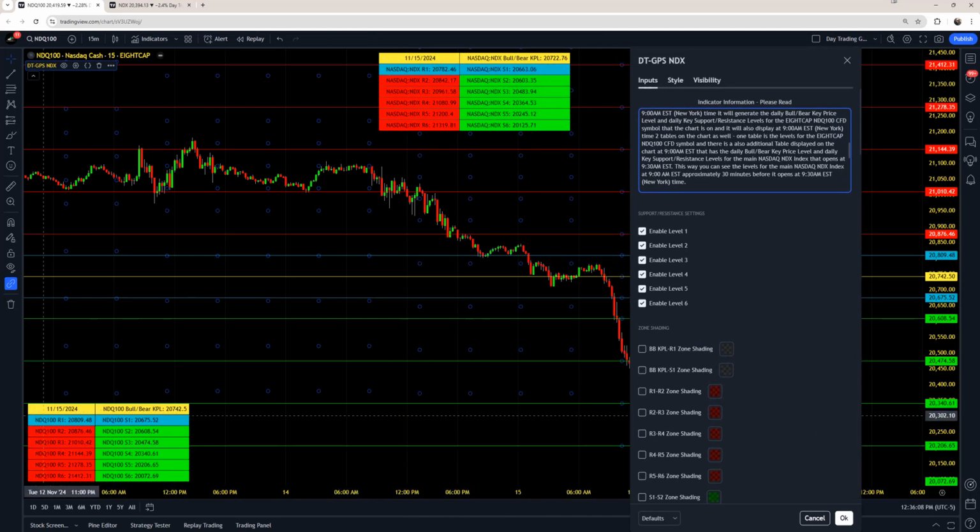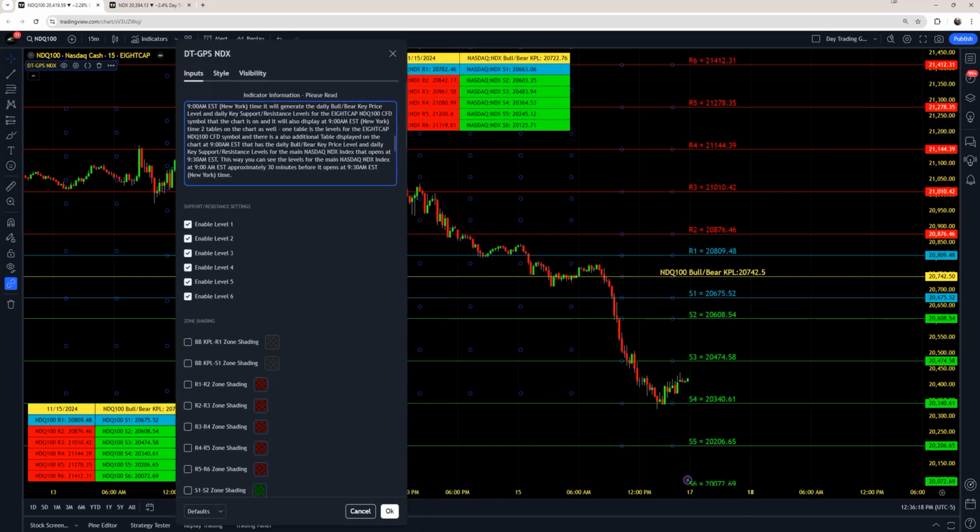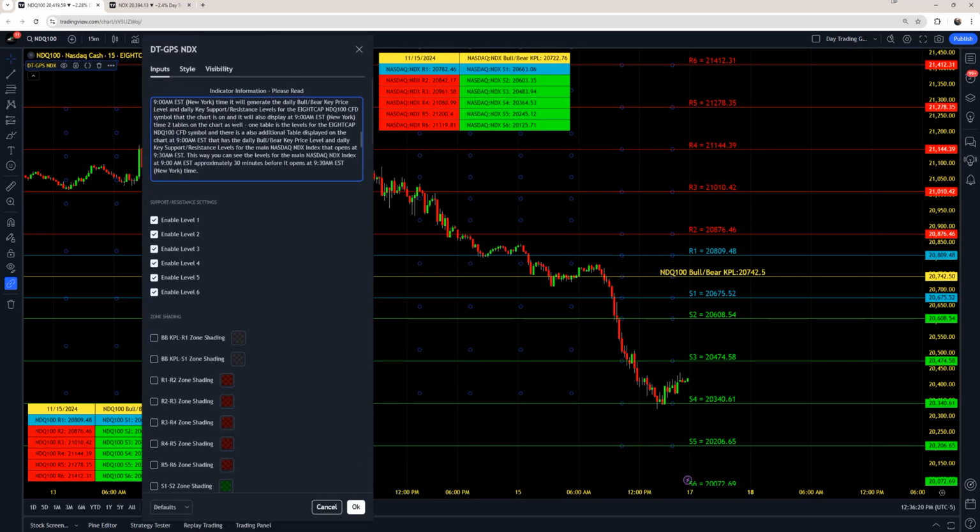The two tables are, one for NDQ 100, the symbol that it's on, and the other for the Nasdaq NDX index. Both of these are displayed at 9 a.m. This is the way that you can get the Nasdaq NDX index levels 30 minutes before the open. The reason this is the only option to get the levels at 9 a.m. is because of the way TradingView works.